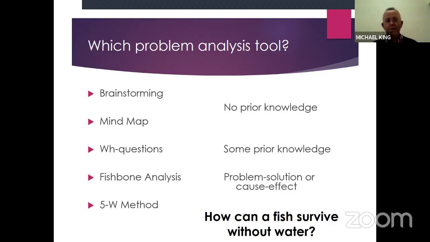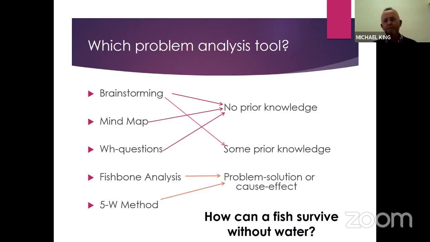Now, as you probably are not surprised to know, the ones which try to find the cause of a problem will tend to be used for problem solution or cause effect. However, if you only have some small knowledge or some prior knowledge of the subject, you might be more inclined to use brainstorming, mind map, and WH questions. Students in general, unless it's a clear problem solution, they like to use brainstorming or mind map, which is fine.